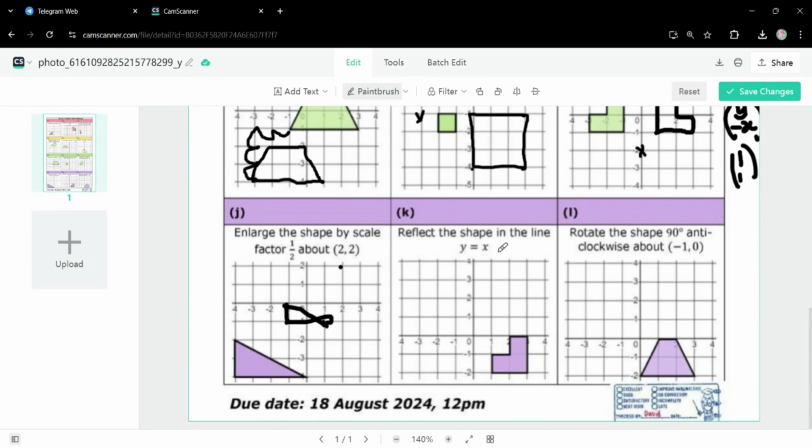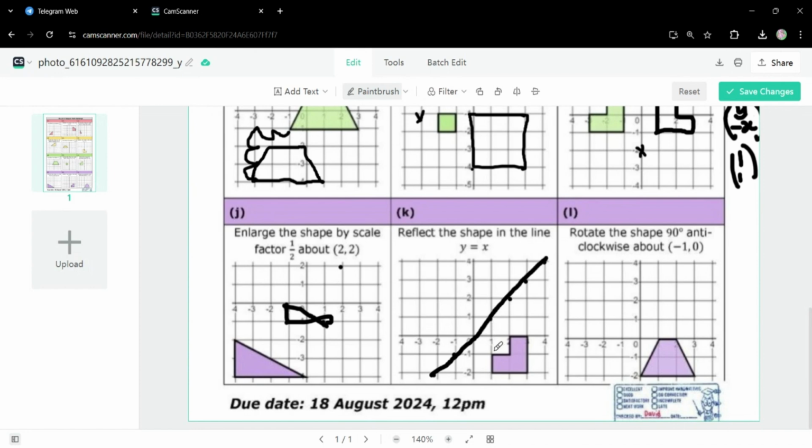K, reflect the shape in the line y equals x. So y will always equal x. y equals 1, x equals 1, 2 equals 1. No, sorry, 2 equals y, 2 equals x. So we keep going until we get the line, and unfortunately -3 and -4 don't have a point because y is only limited until -2.